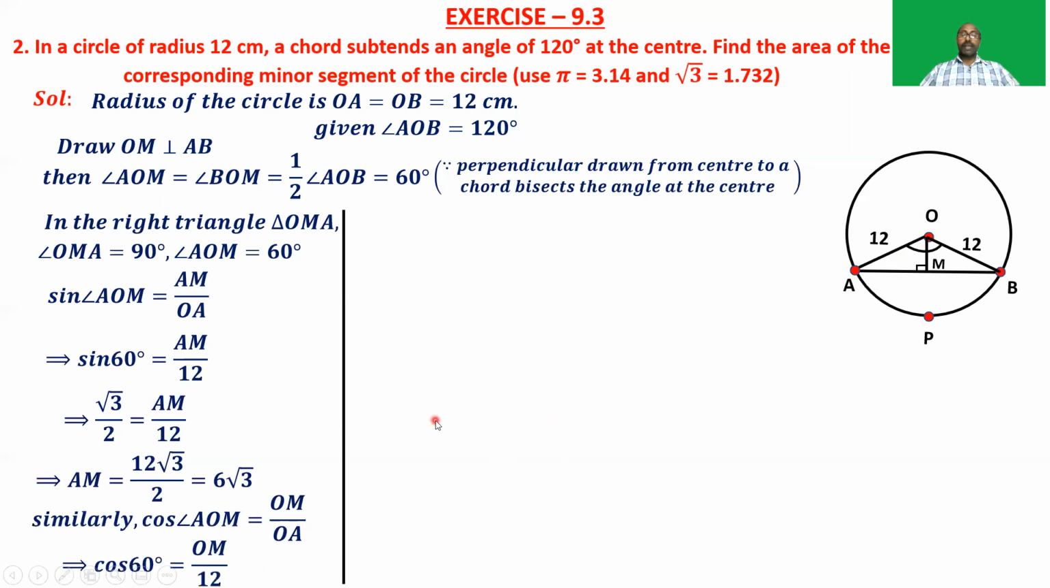And we know that cos 60 is equal to 1 by 2. So this implies we can write half is equal to OM by 12. And from this, OM is equal to 12 by 2, which is equal to 6.